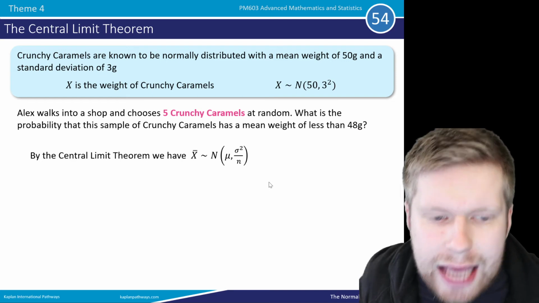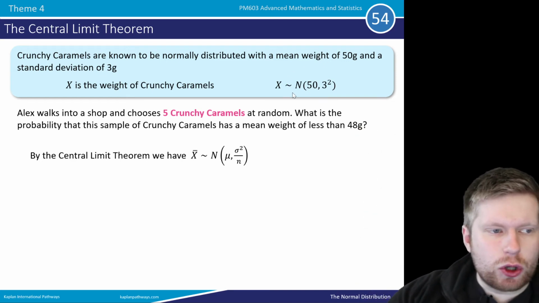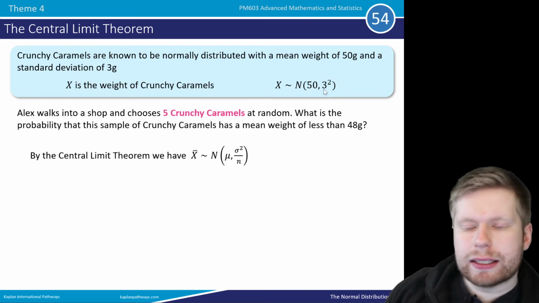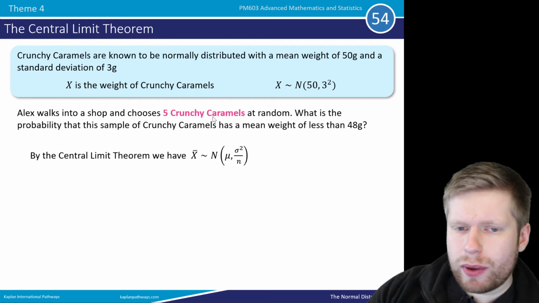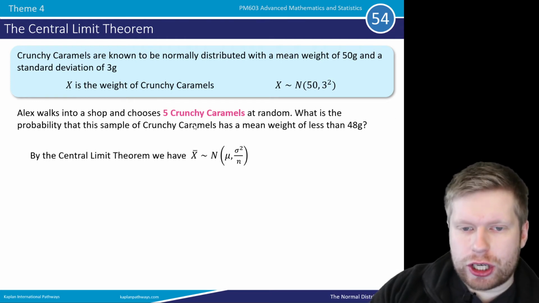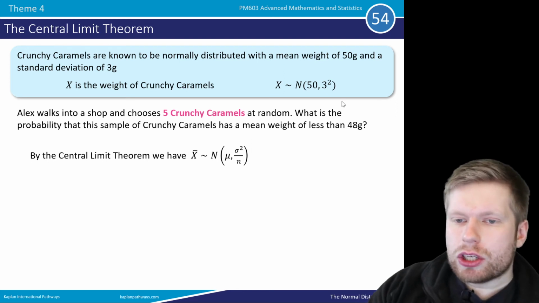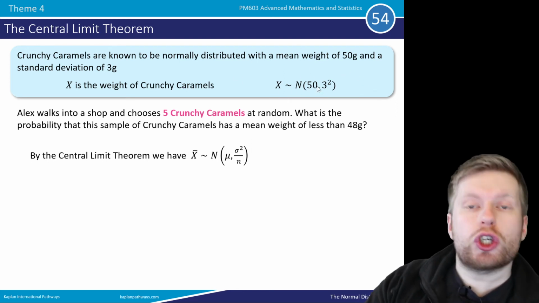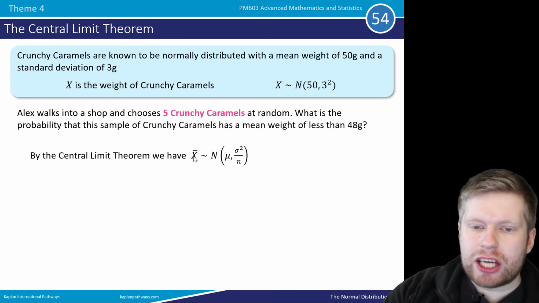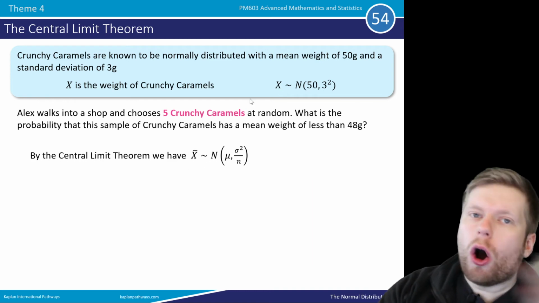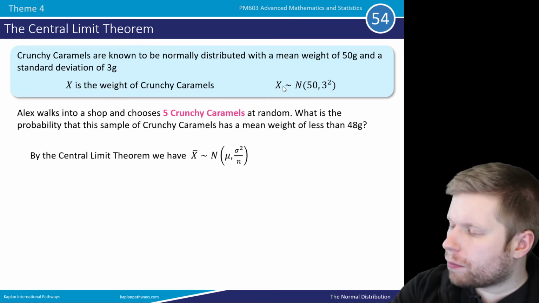So I've just said that with the central limit theorem, if this thing up here, so the x is normally distributed with 50 and 3 squared, this is just for one crunchy caramel. So what I'm basically doing here is collecting 5 crunchy caramels. In other words, I'm taking a sample of 5 individual things. So I understand that this distribution should change. Well, how should it change? Well, first of all, x has to change to x bar because I'm taking the mean of my sample, so my 5 crunchy caramels, no longer just one crunchy caramel anymore, okay?